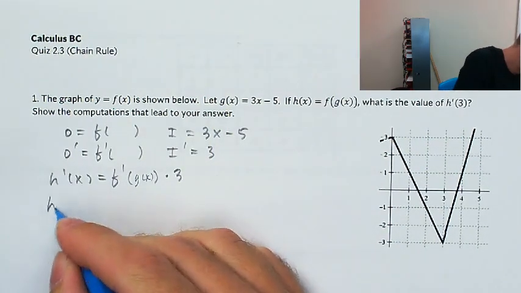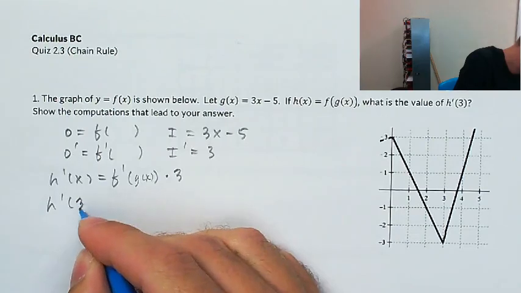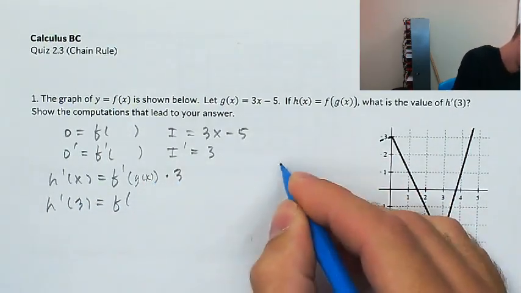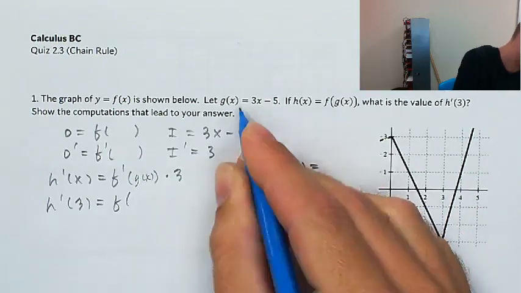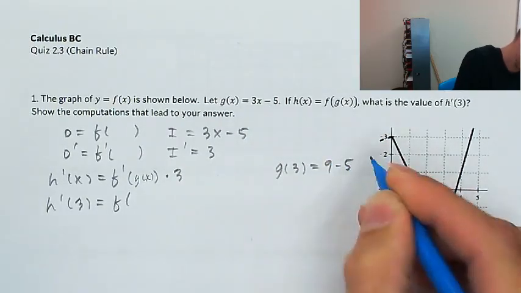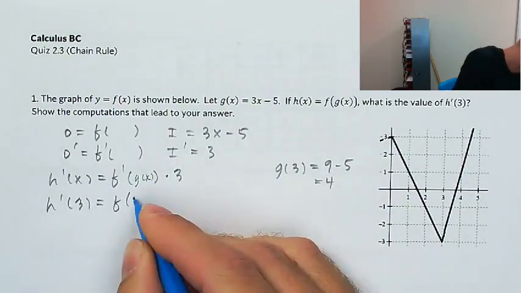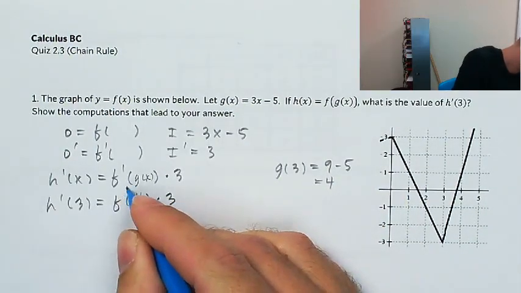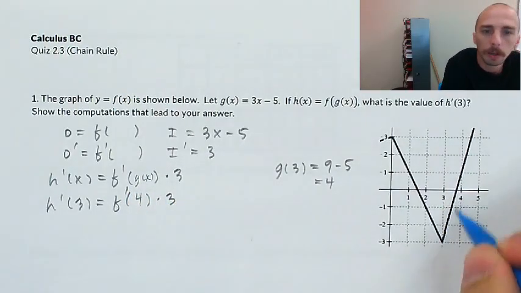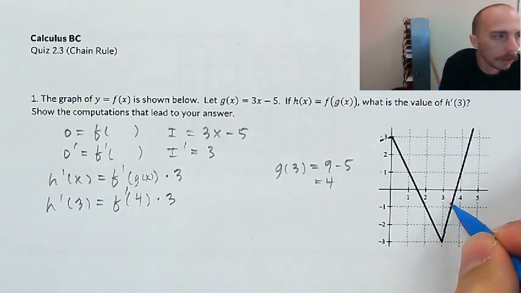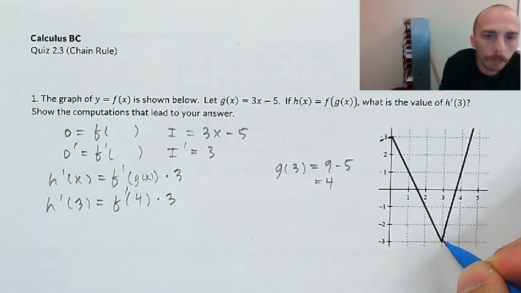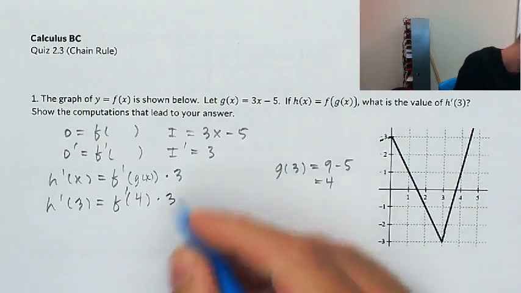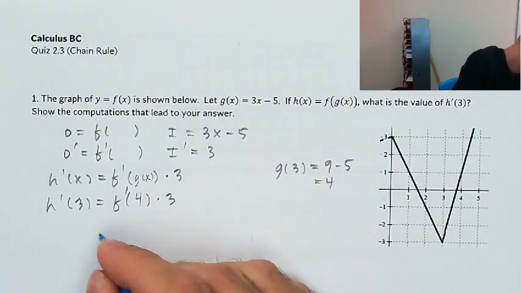And so if I want to find the value of h prime of 3, I'm going to need to take the value of f prime of, well, what's g of 3? We can do that off to the side. g of 3 is 3 times 3 minus 5, which is 4. So it's going to be f prime of 4 multiplied by 3. That's a copy error. Yeah, I need to copy prime. Okay, f prime of 4 is the slope of the graph here, and it's over 1 up 4. So it's 4 times 3 is going to be 12.